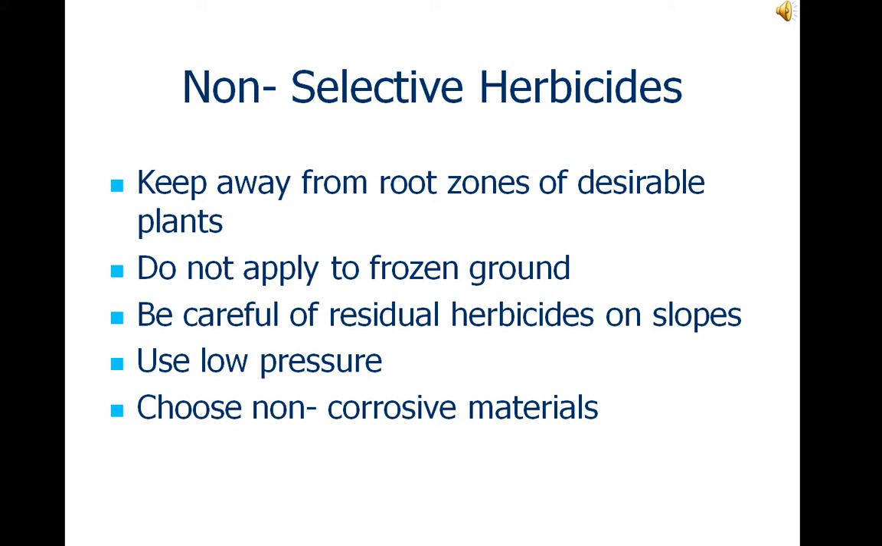An extra precaution we must consider when using non-selective herbicides: we need to keep them away from root zones of desirable plants. In addition, we should not apply pre-emergent herbicides to frozen ground because when thawed, the water could move off-site. The same is true on slopes, the herbicide can move off-site. A low-pressure sprayer reduces drift and overspray. Some chemicals are corrosive and will react with the metal in your spray tank. Check the pesticide label to find out what type of equipment is needed.